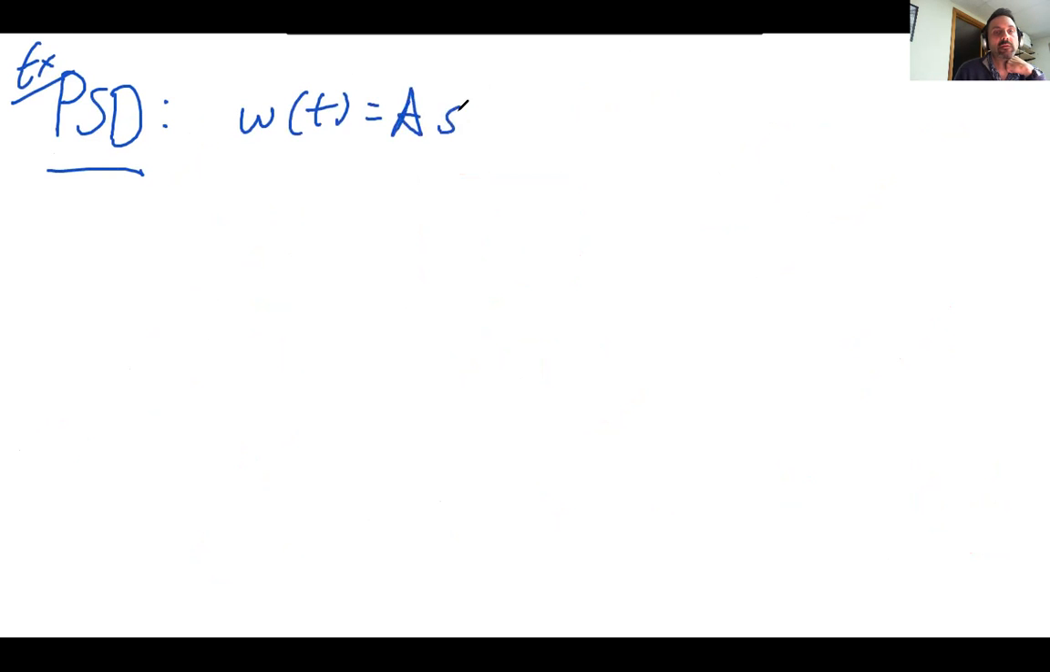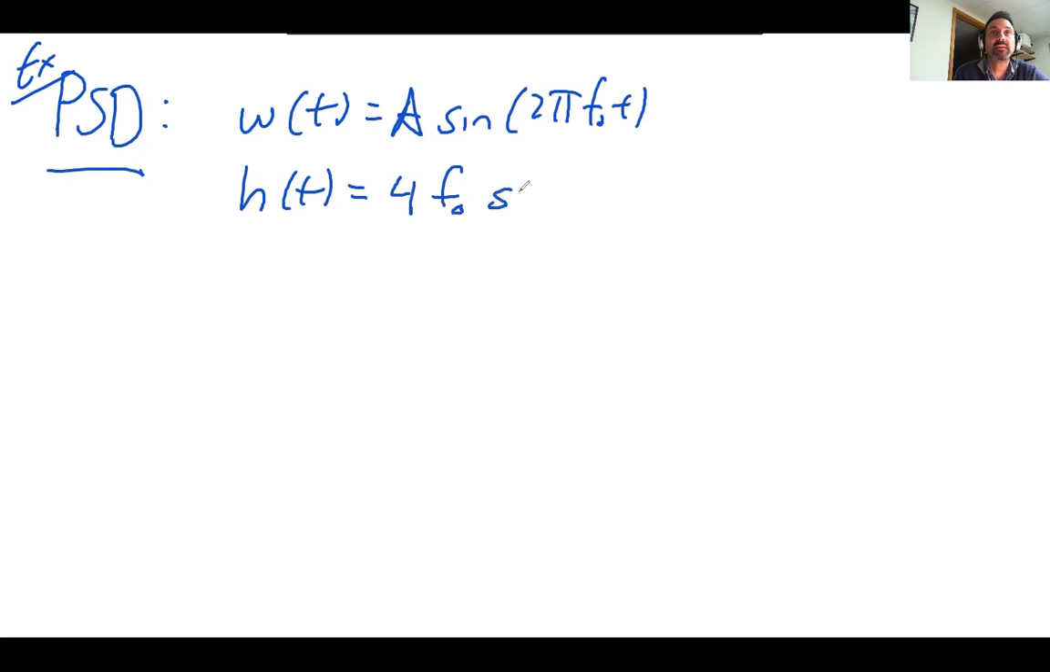Okay? So suppose the first thing I want to do is find out what the PSD is of w(t) equals A sine(2 pi f naught t), plus, let's suppose I have an LTI system, h(t) equal to 4 f naught sinc, remember that sinc function, of (2 pi 2 f naught t).